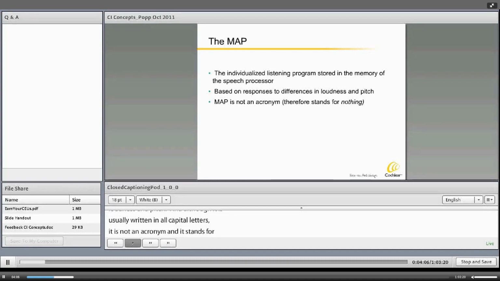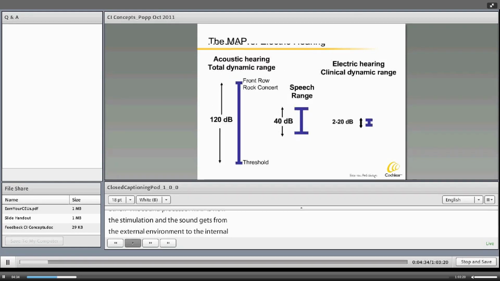It really was meant by the early developers of the technology to be an expression sort of like how one would use a roadmap to get from one location to another. The sound processor map is how the stimulation and the sound gets from the external environment to the internal device. So just a little trivia for you there.